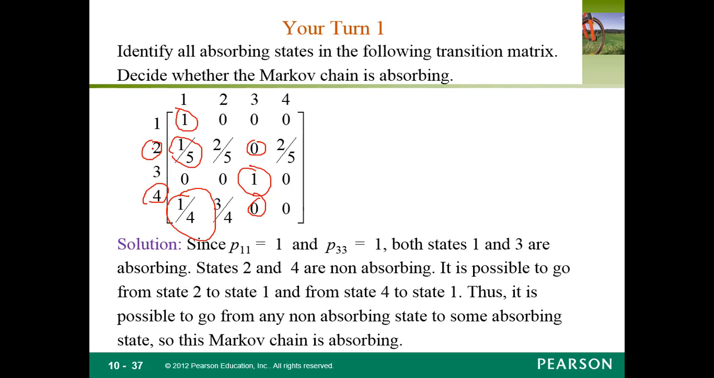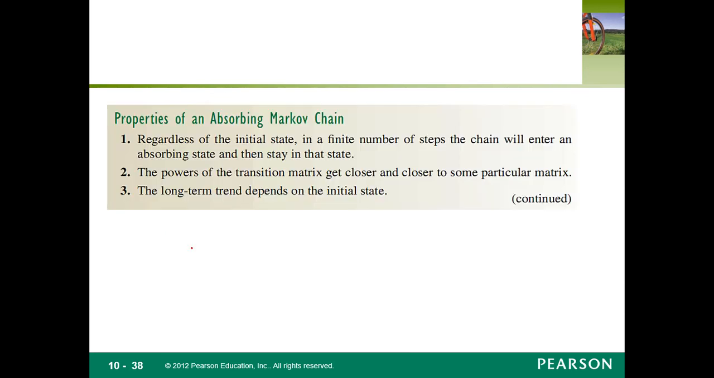So as long as you can get from one non-absorbing state to an absorbing one. So in this case, even though we can't get to 3 from either one of the non-absorbing states, we can get to 1 because there's a probability greater than 0 to get to that one. So it is possible that within a certain number of steps, maybe more than 1, that we could get to those. Okay, so now here are the properties of an absorbing Markov chain, if it is indeed absorbing.